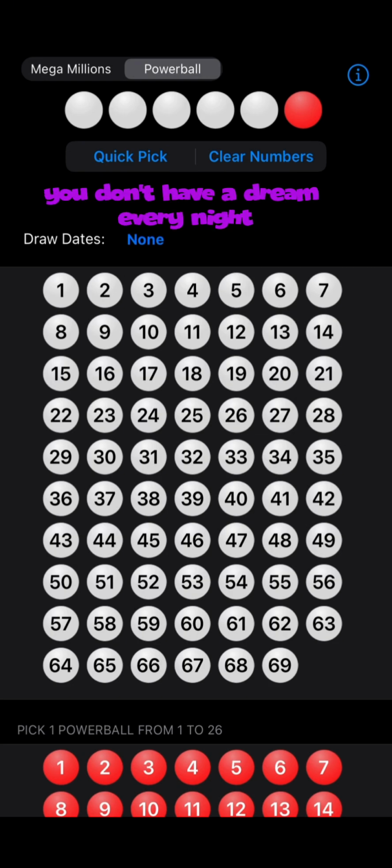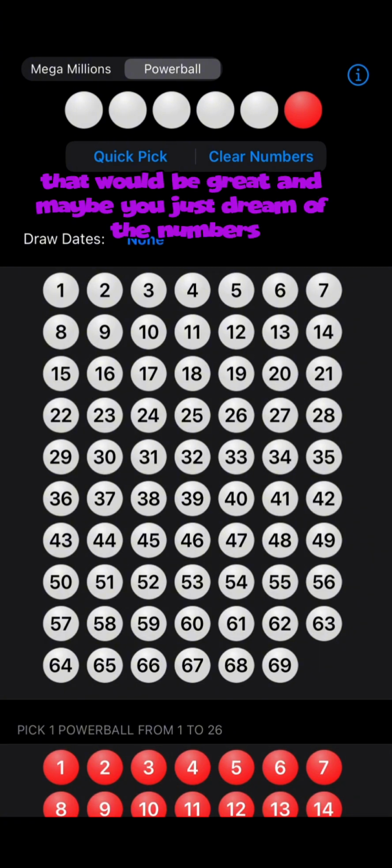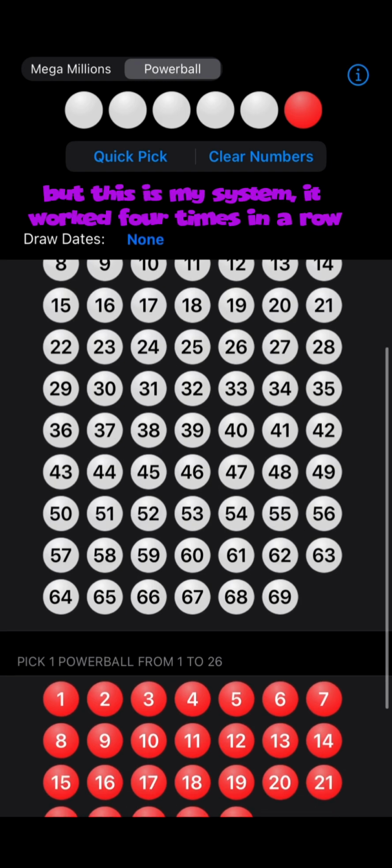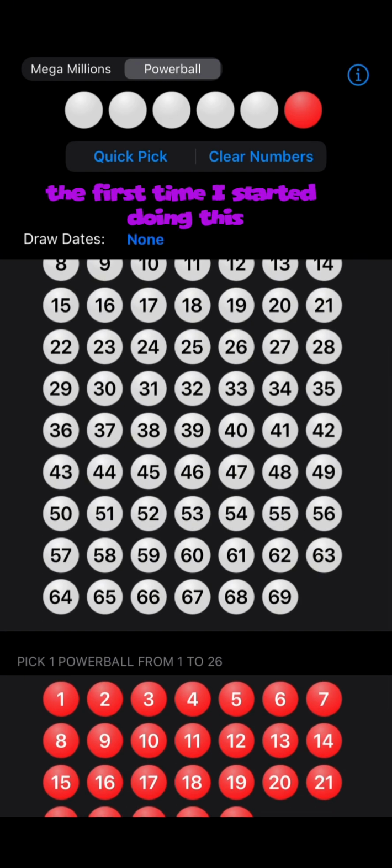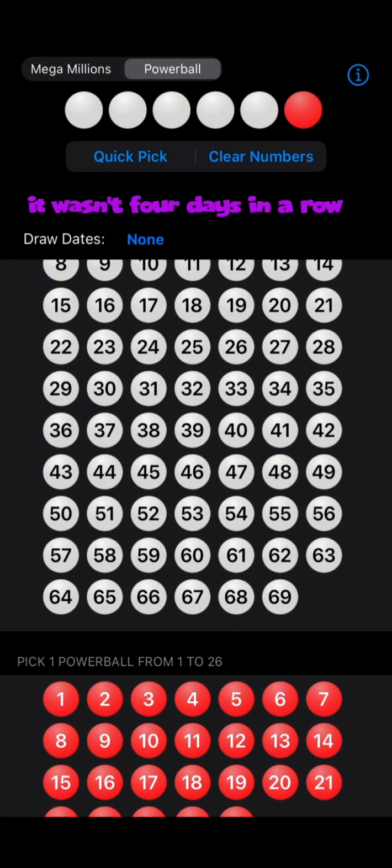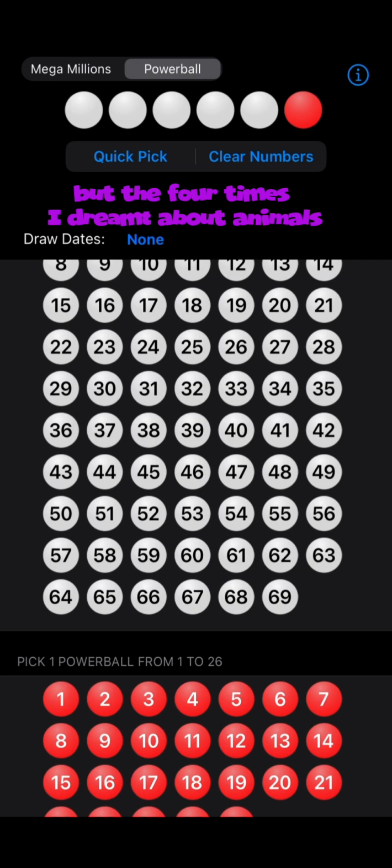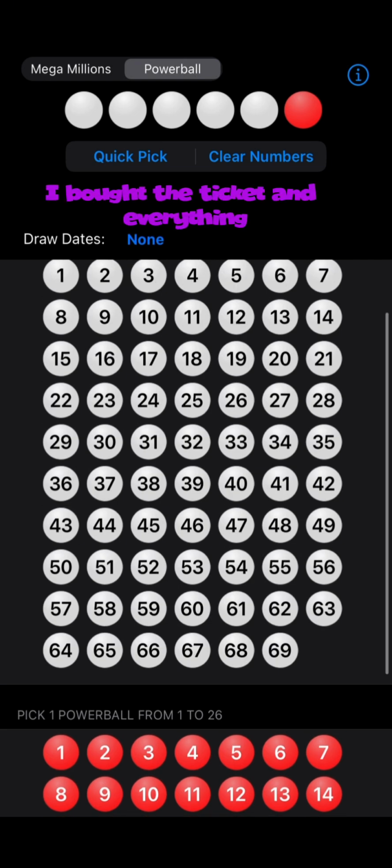We don't have a dream every night. If I could find some people who have like lucid dreams or they dream a lot, that would be great. And maybe you just dream of the numbers. We don't need this system, but this is my system. It worked 4 times in a row. The first time I started doing this, I couldn't believe it. It wasn't 4 days in a row, but it was sporadically. But the 4 times I dreamt of that animal, it worked. I nailed it. I bought the ticket and everything.